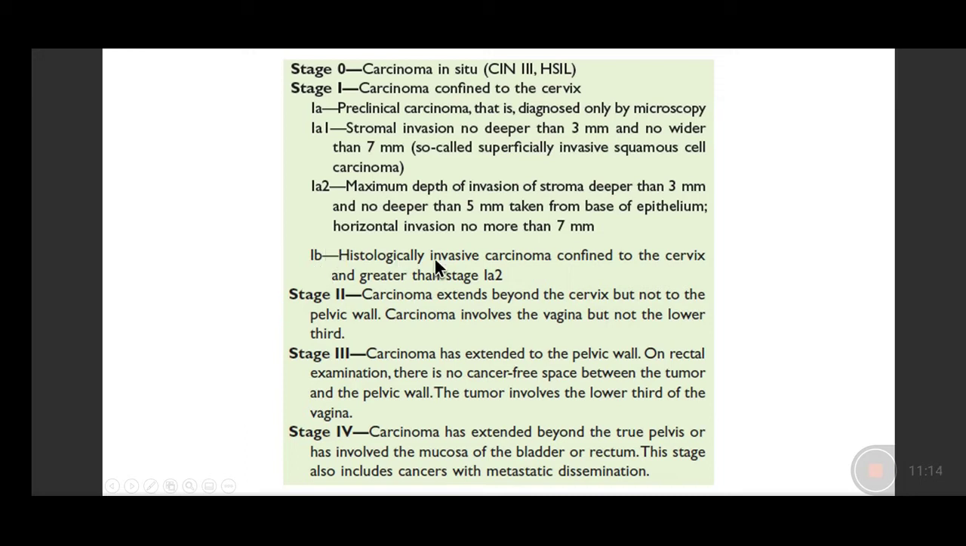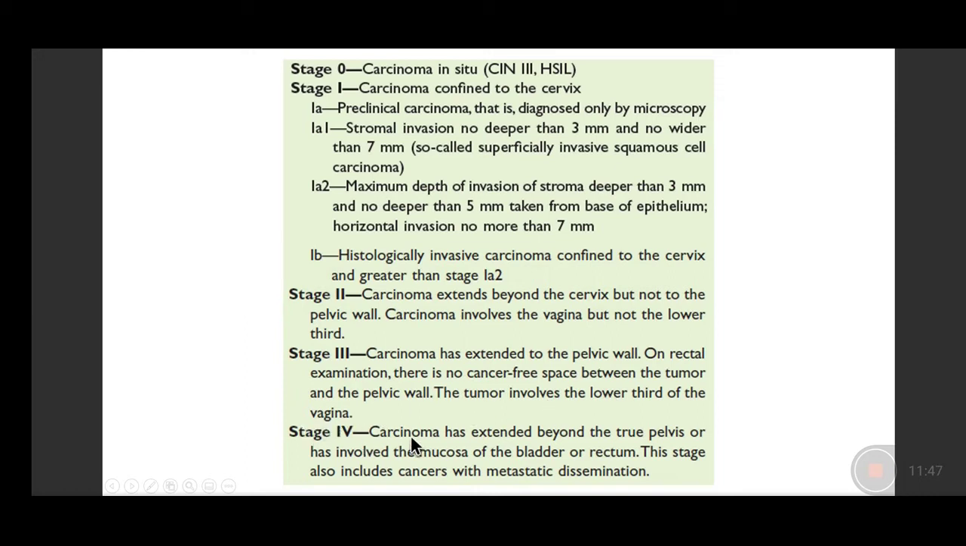Then coming to stage 1B, it is histologically invasive carcinoma, which is confined to the cervix. Then stage 2 is carcinoma which extends beyond the cervix but not to the pelvic wall, and it involves the vagina, but the lower third of the vagina is spared. In stage 3, the carcinoma extends to the pelvic wall, and there is no free space between the tumor and the pelvic wall on rectal examination. The tumor here involves the lower third of the vagina as well.